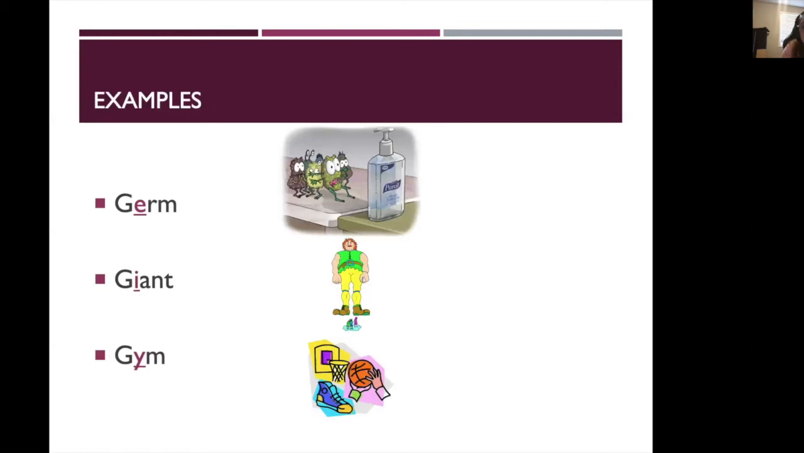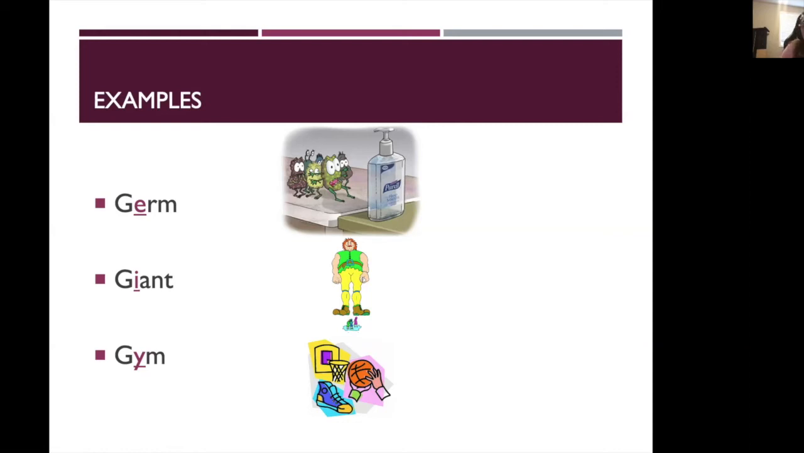First, I have the word germ. Germ. We don't want any germs in our house, in our classroom, so we use sanitizer and Clorox wipes to make sure that we get rid of those germs. The word germ starts with the letter G. And if you look at the letter I have underlined in purple, the second letter, it's an E. That was one of those three letters from our song. So that means that that letter G is going to make the soft sound. So instead of being the word "germ" with a hard G, we have the word germ.